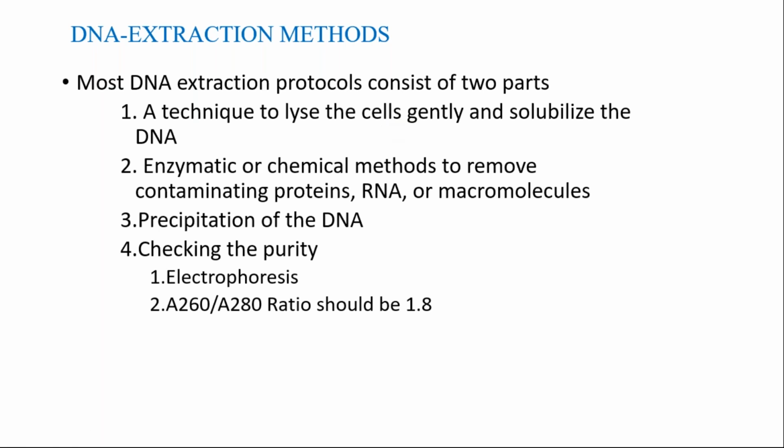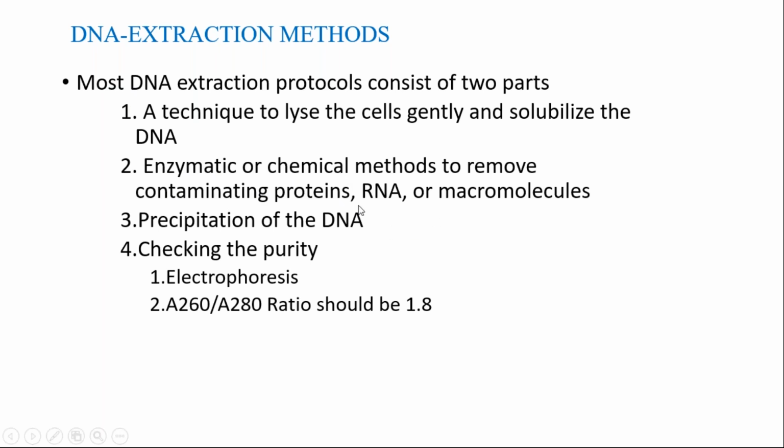Then with the lysed cells, because you want to isolate the DNA, which is a nucleic acid, in the cells we have a lot of protein, we have a lot of carbohydrate, and we have a large amount of fat. These are the macromolecules, and we have some RNA. So we need to get rid of all these macromolecules. So you do a digestion with a protease to break down the proteins into amino acids.